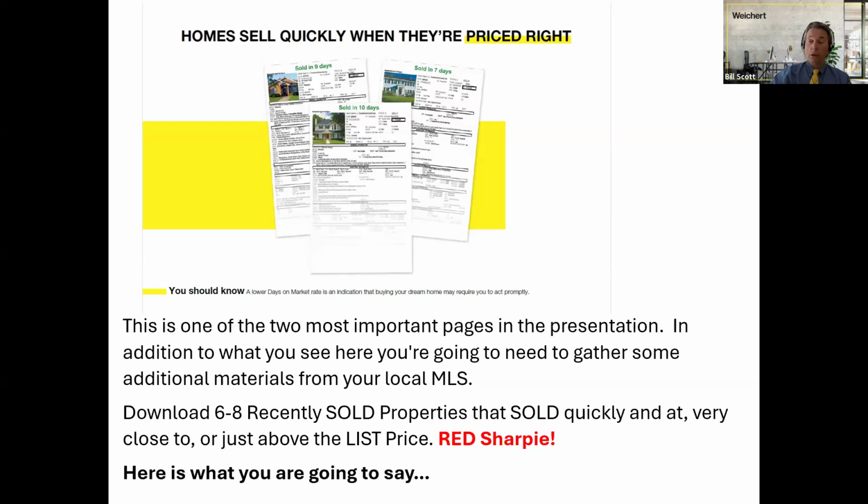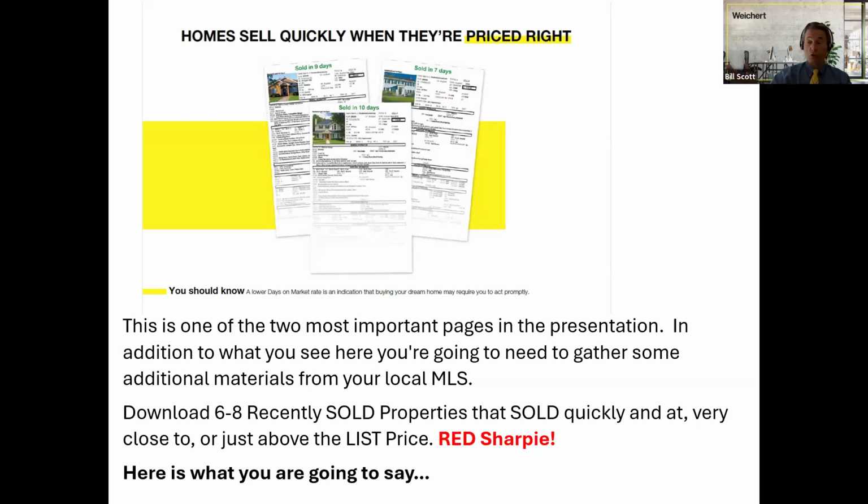and download, and here are the instructions right here, 6 or 8 recently sold properties that sold relatively quickly at or very close to, maybe even just above list price. Okay. And you need to know how to find those, and you'll have to get your coach or fellow sales associate to help you with that. You're going to take those.